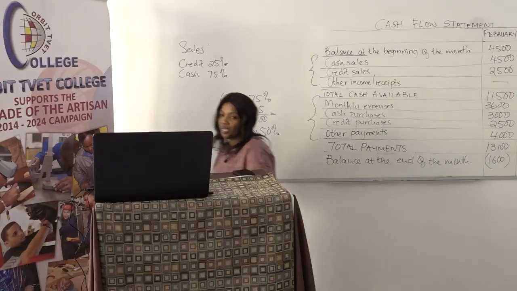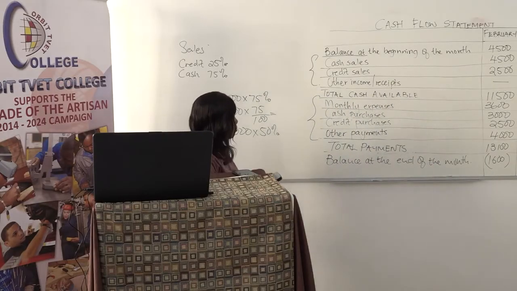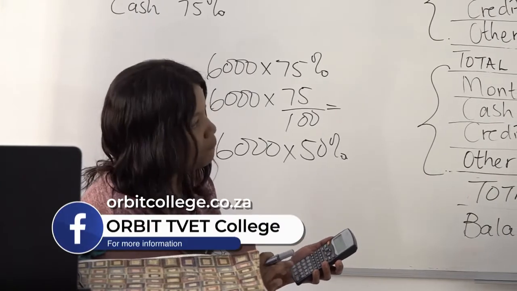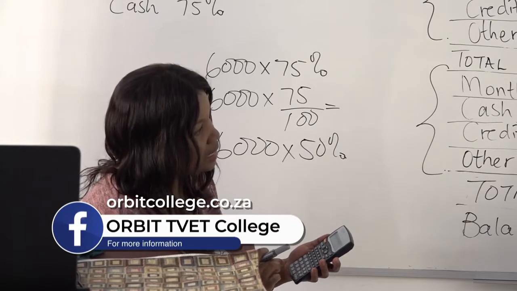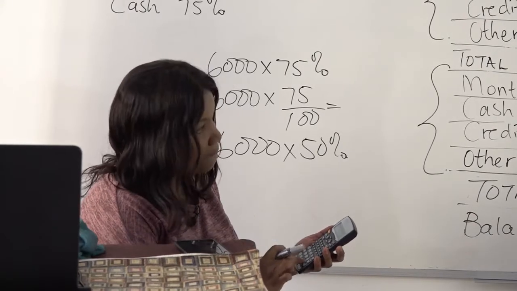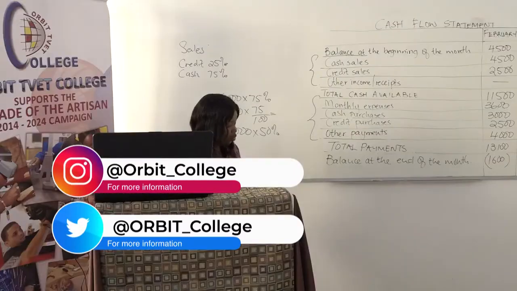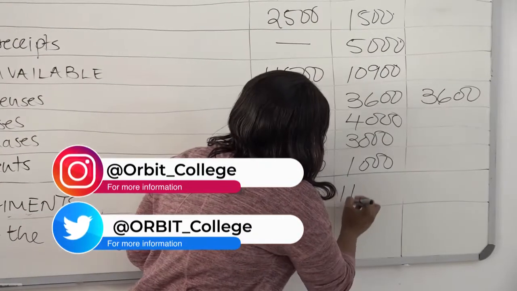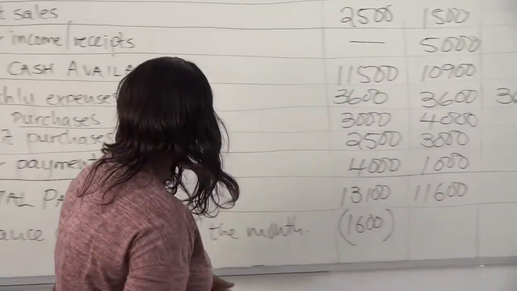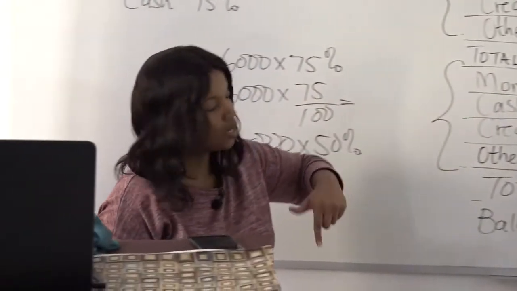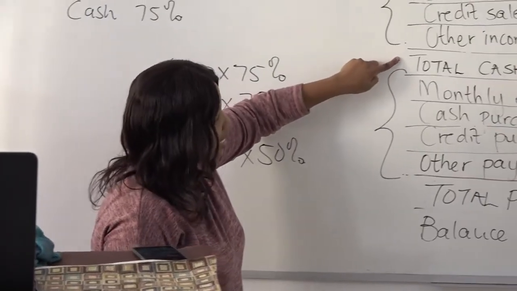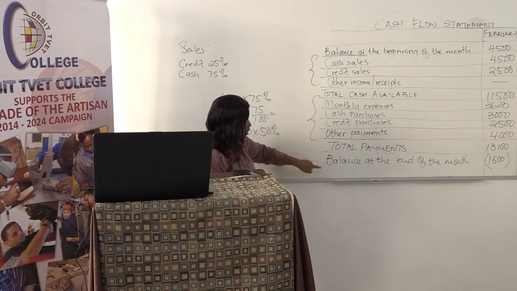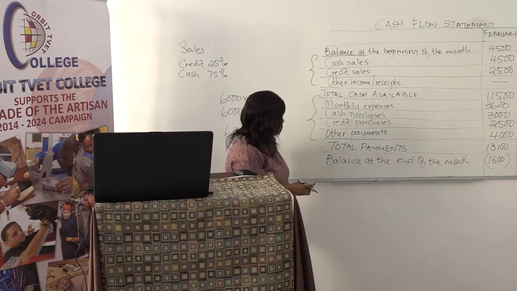Then after that, we calculate the total payments. We are having 3,600 rand plus 4,000 rand plus 3,000 rand plus 1,000 rand. The total is 11,600. We have to calculate the balance at the end. Remember, to calculate that, we say total cash available less total payments. Then you will get the balance at the end of the month.